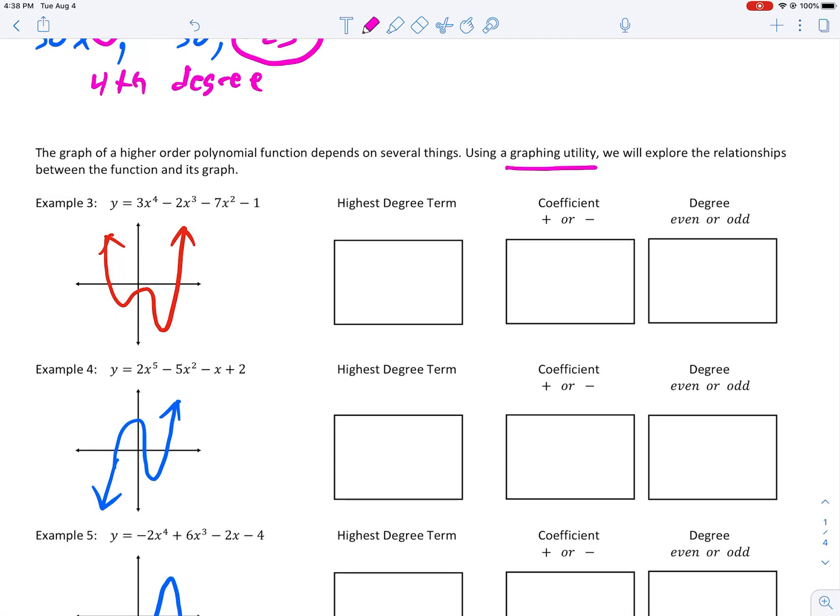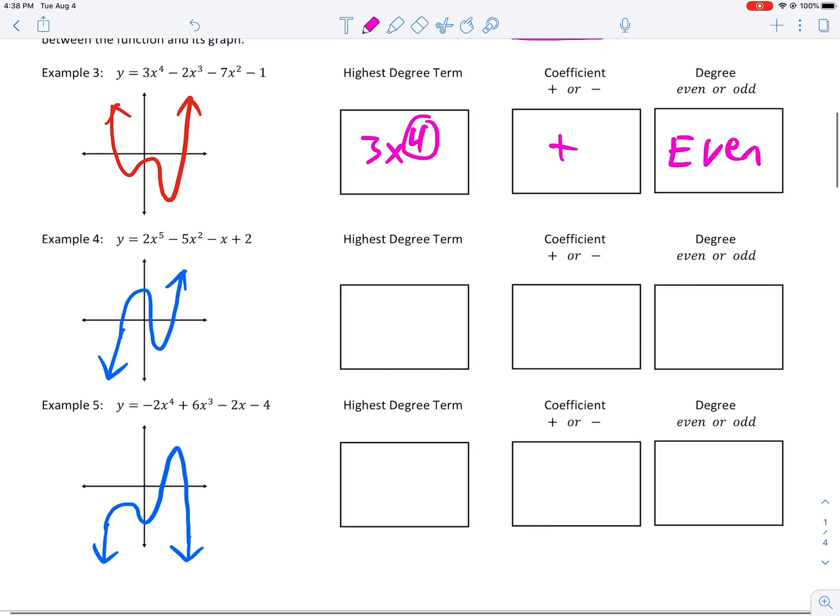So what is the highest degree term? 3x to the fourth. It's a positive coefficient. Is the degree even or odd? I'm looking at the 4, so this would be even. Remember, the degree is the exponent of the leading term. So that would be 4. Okay, example 4. The highest degree term would be 2x to the fifth. It's a positive coefficient and it would be odd.